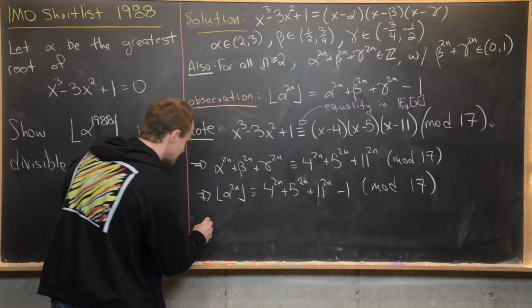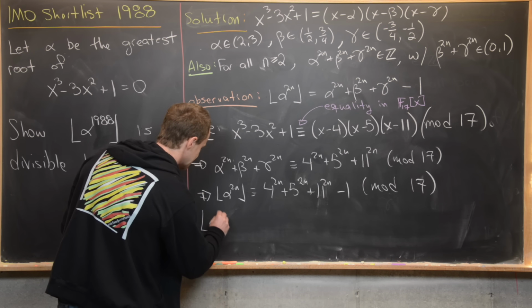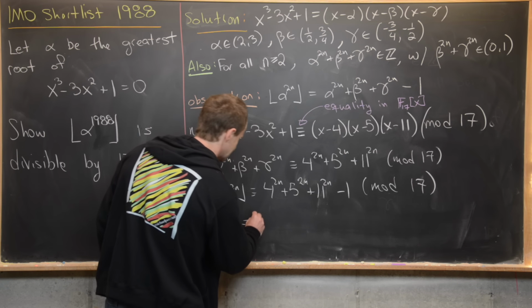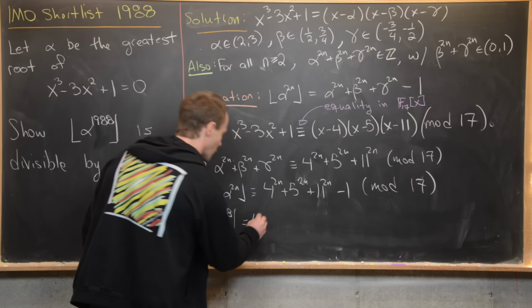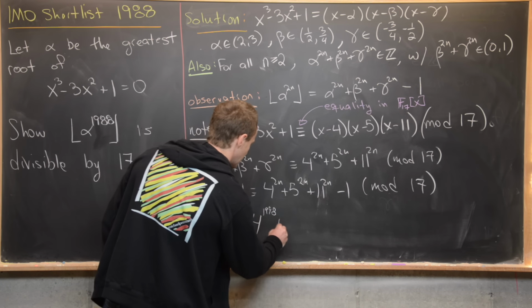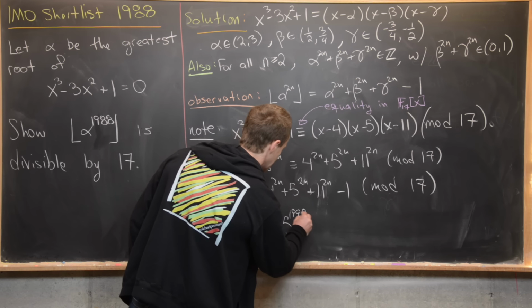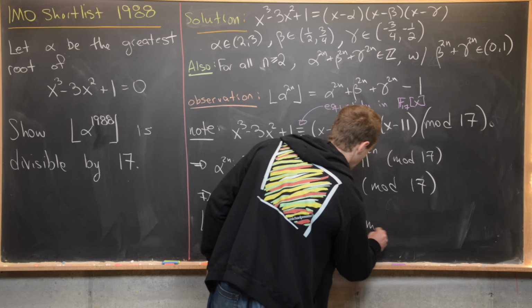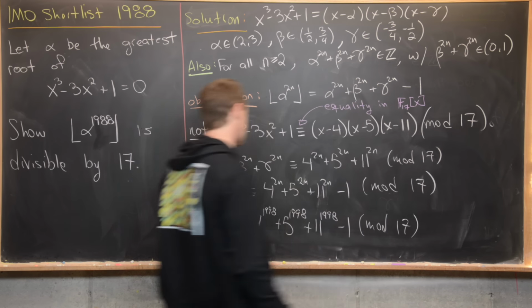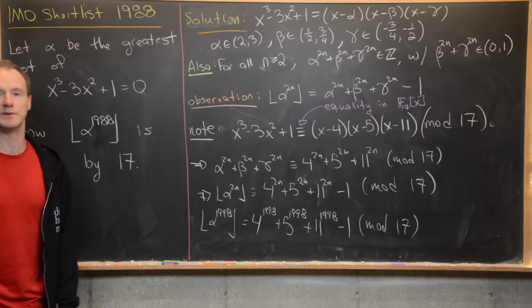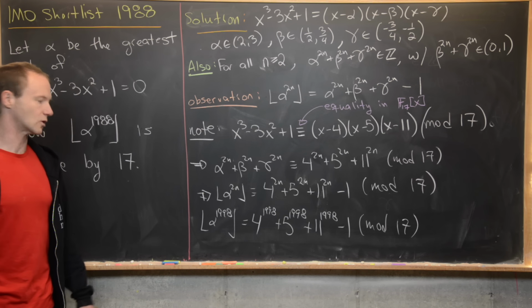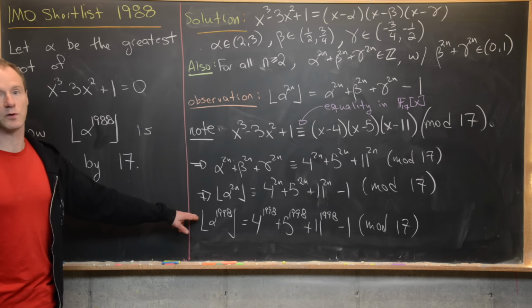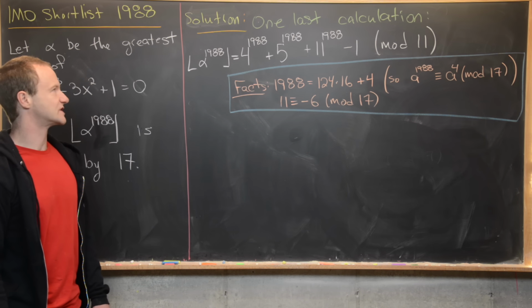And so that means that all we need to check is alpha to the 1998. And then let's see what that means. That means we need to calculate 4 to the 1998 plus 5 to the 1998 plus 11 to the 1998 minus 1 mod 17. And hopefully that's congruent to 0 mod 17, because that means it would be a multiple of 17, which is our whole goal. Okay, so let's maybe clean up most of the board. We'll start from this point. We've got one last calculation to finish this off.